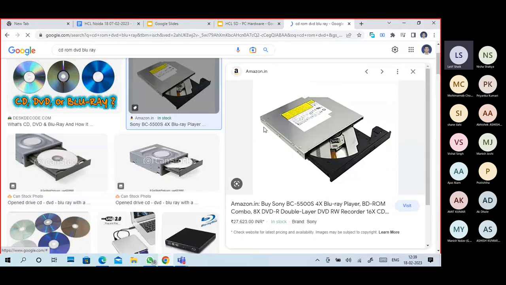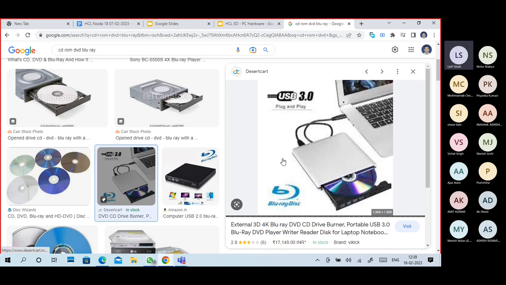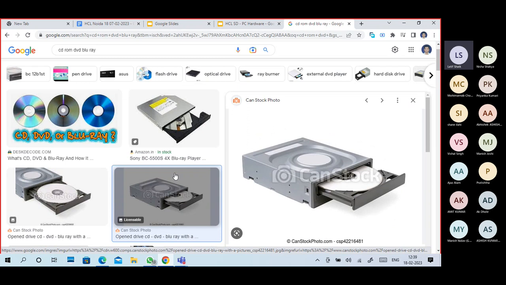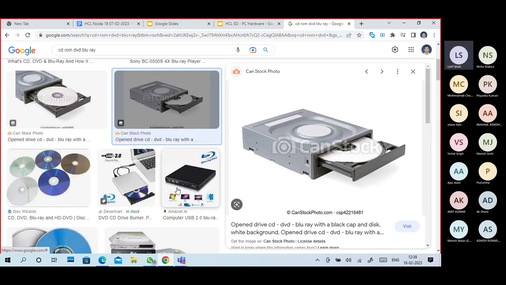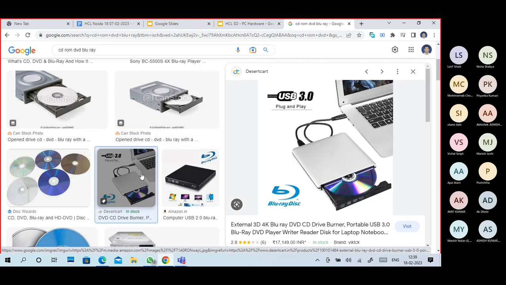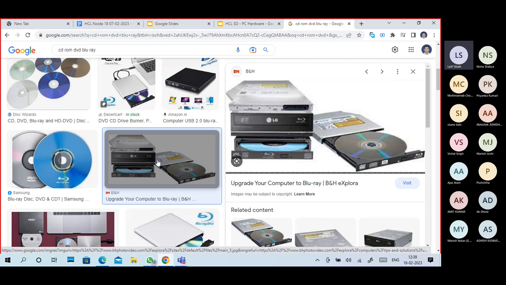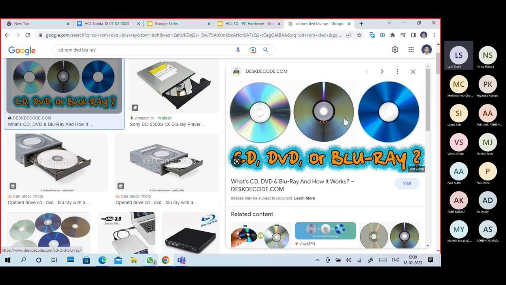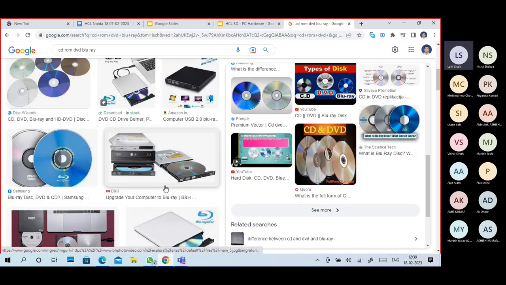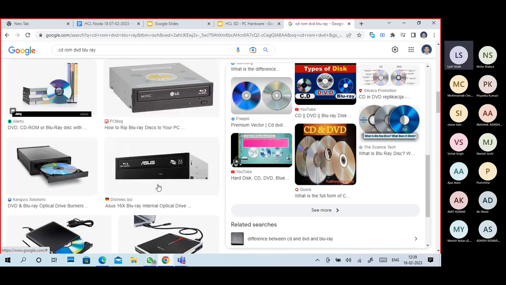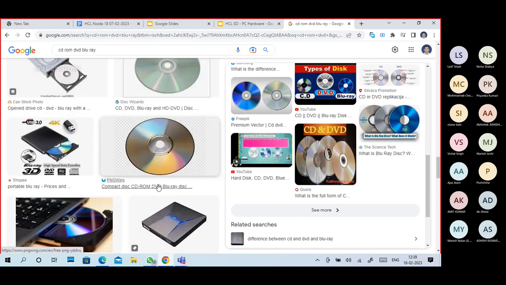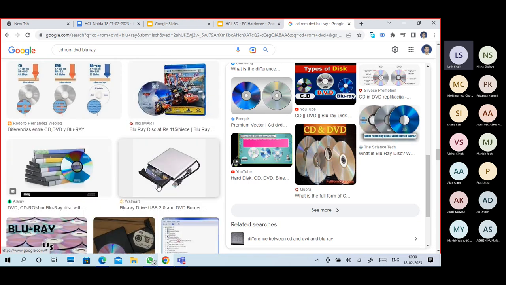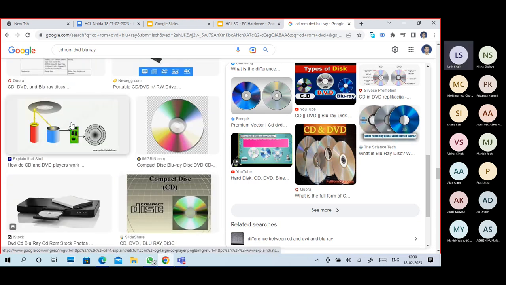This one is for desktop, this is a laptop CD-ROM. Now we are getting external CD-ROMs also. Of course, we are all stopping using them, but still CD-ROMs are used. What it does is, we can store data through a laser beam. Somewhere you can find how the data is written on it.